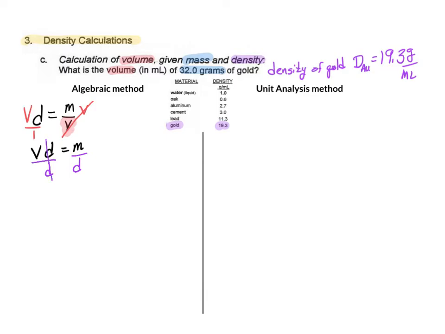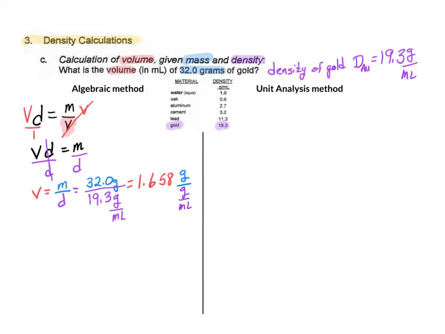We'll go ahead and put those in. Now we're going to put our numbers in. So we see that volume is equal to the mass, which we have 32 grams, divided by the density, which is 19.3 grams per milliliter. And that leaves us with our answer, 1.658, and those units will be grams over milliliter.